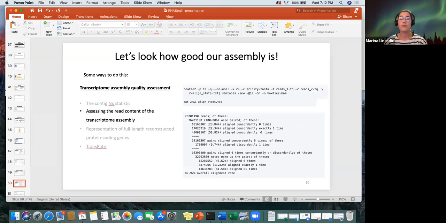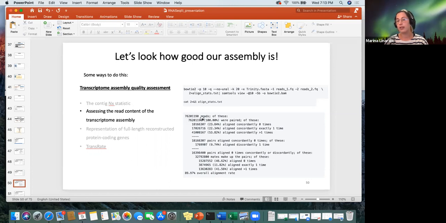Another thing that we can do is assess the read content. This is performed by aligning your reads back to the transcriptome assembly that you made in Trinity. How it's done is shown right here. First, you do a Bowtie index that we will talk about. You input this command, and then you look at the alignment statistics. This is the output that you get, a lot of different numbers. I want to go through them so you understand what they mean.